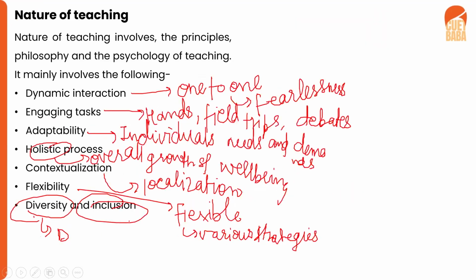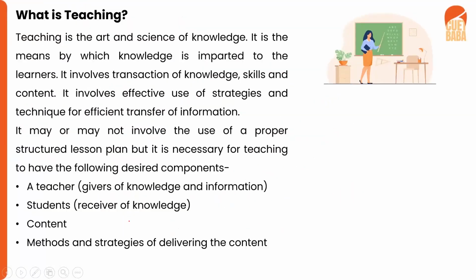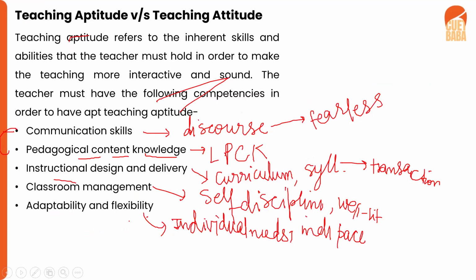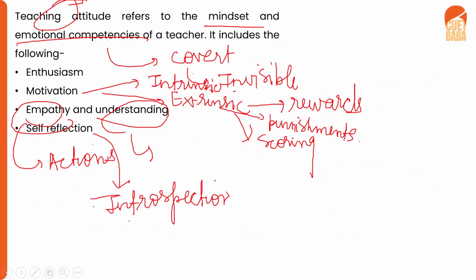We'll just quickly revise what we learned in today's classroom. Firstly, we learned about what is teaching, who all are required to have desired components in teaching. Then we talked about the formal environment versus the informal environment and the rigidity that both holds. Then we talked about teaching aptitude versus teaching attitude. Teaching aptitude is more skill-based and competency-based. It involves skills of teachers like communication skills, pedagogical content knowledge, classroom management, adaptability, and flexibility.